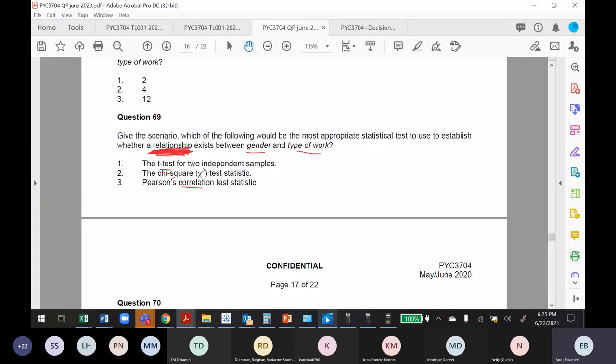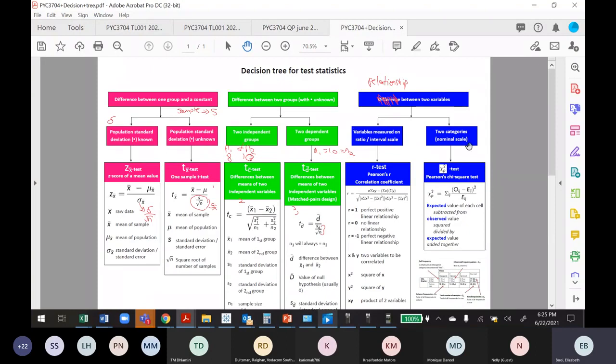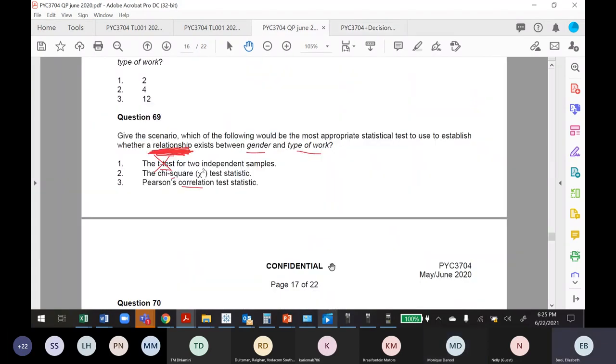The first question you ask yourself is, I'm looking at a relationship. Ask yourself, are gender and type of work numeric? Because the t-test is not an option. The test of two independent samples is not an option for the answer. A t-test is not an option for a question where they ask you to find the relationship. So, gender, type of work, is it numeric or is it categorical? That's the first question you ask yourself. It's categorical, and if it's categorical, we use chi-squared. So you will have your answer there, and you will know that you're using number two.